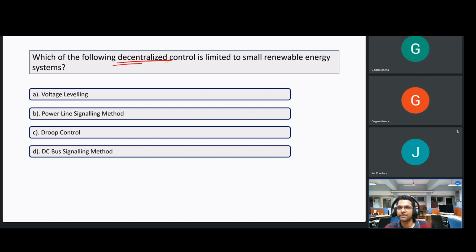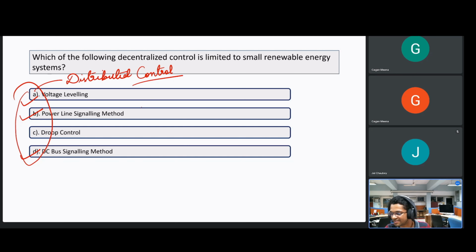So, we are talking about decentralized control here. If we see options A, B, and D, they all are examples of distributed control, not decentralized. For decentralized, we use only root control.